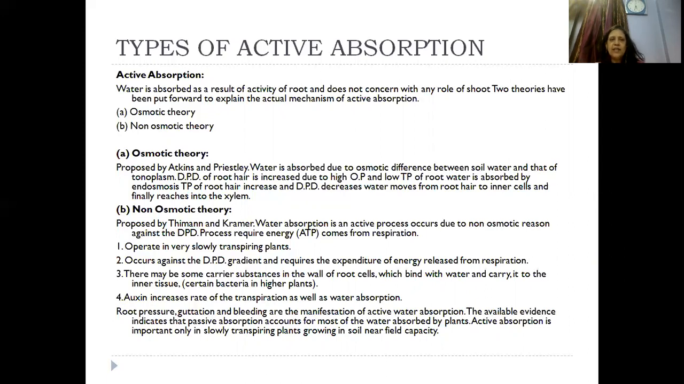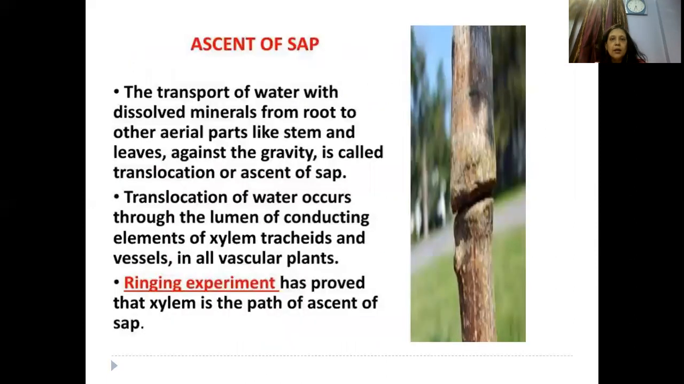Okay, so the available evidence indicates that passive absorption accounts for most of the water absorbed by plants. That means the water is absorbed by itself, okay. Active absorption is important only in slow transpiring plants. That means in plants where transpiration is slow, active absorption occurs, growing in soil near field capacity, okay. So this is the next part, that is translocation of water, that is ascent of sap.